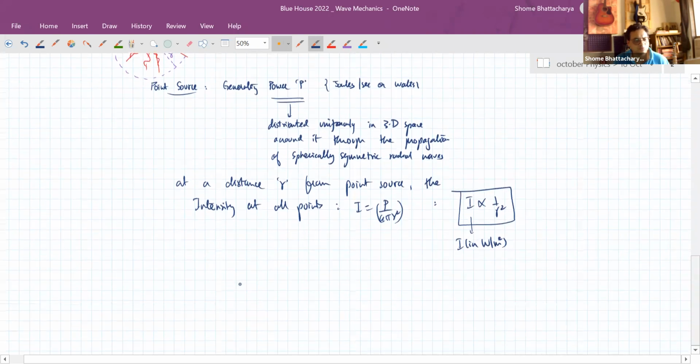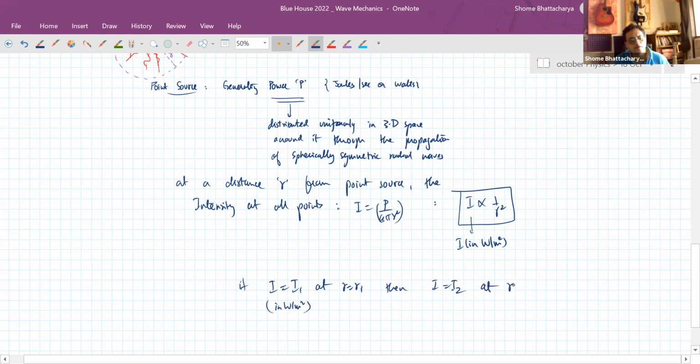So that's how this comes. For example, if I is equal to I1 at R equal to R1 in watts per meter square, then I equal to I2 at R equal to R2 will be: I2 will be equal to I1 by 4 if R2 is equal to 2R1, or I2 will be 4 I1 if R2 is equal to R1 by 2. If I come closer to the source by a factor of half the distance, then my intensity in watts per meter square will increase by a factor of 4-fold. Whereas if I move further away such that I'm doubling my distance, every time I double my distance, my intensity will become 1/4.